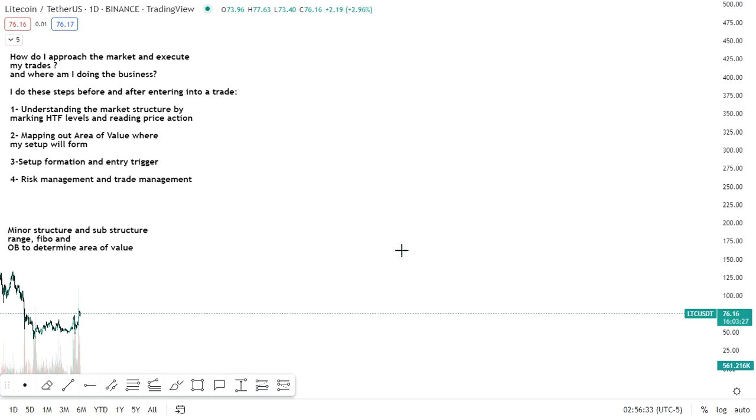Those steps are: first, understanding the market structure by marking higher time frame levels and reading price action. Second, mapping out areas of value where my setup will form. Third, setup formation and entry trigger. Four, risk management and trade management.